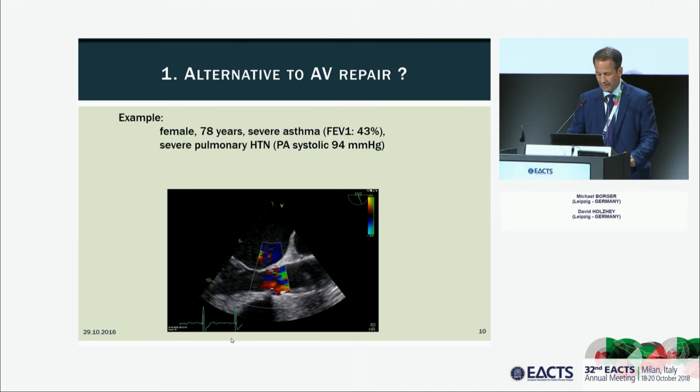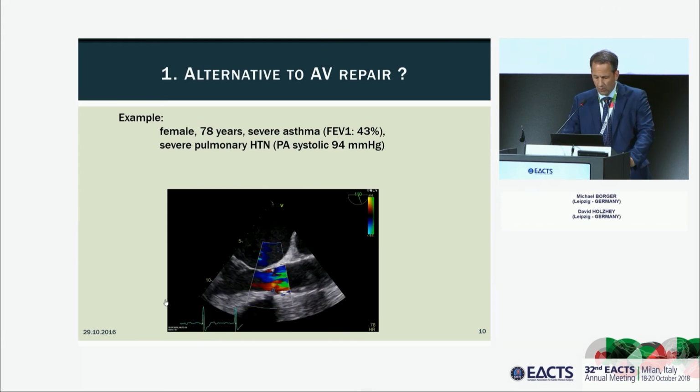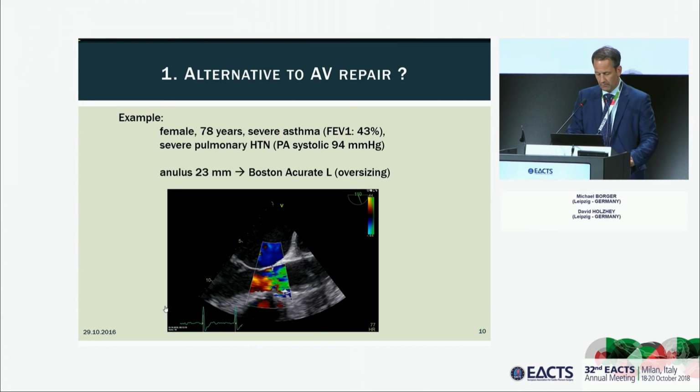Nonetheless, here's a patient that David did a couple of days ago in our center, a 78-year-old female with severe COPD and severe pulmonary hypertension. She did not have any dilatation of the aortic root or the aortic annulus, as you can see here, with a severe aortic insufficiency.